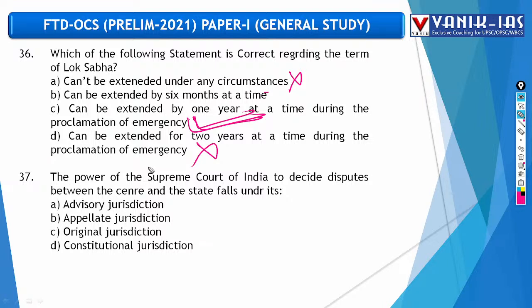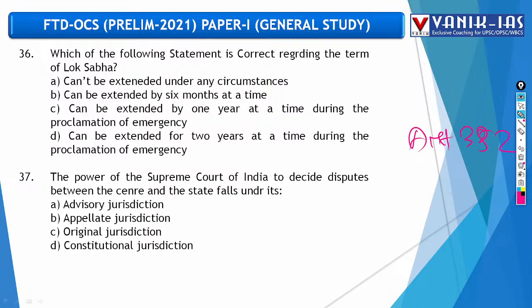That is correct. Normal term is 5 years. It can be extended by 1 year during the time of emergency, that is national emergency. Remember, for national emergency, Article 352, written recommendation of the cabinet is essential. Written recommendation of cabinet is very essential regarding emergency provisions under Article 352.